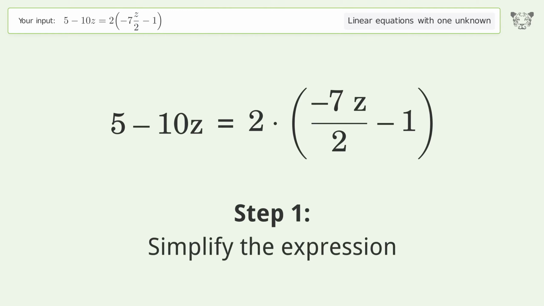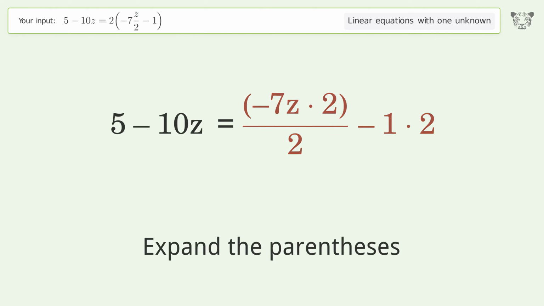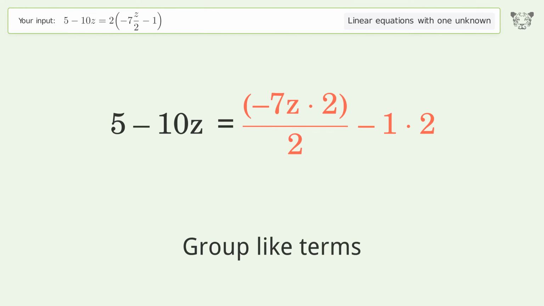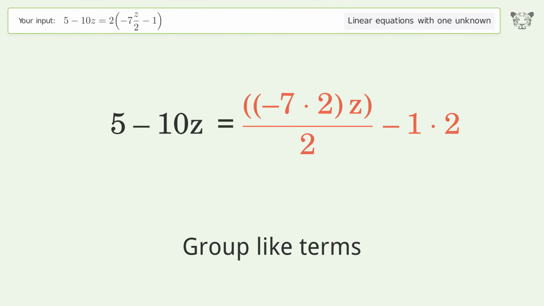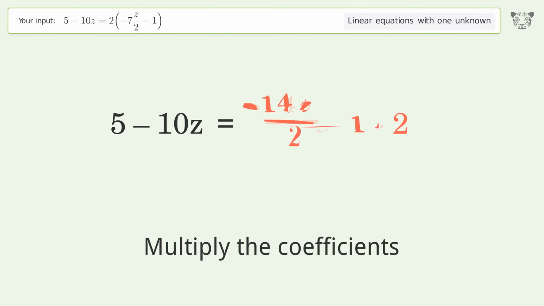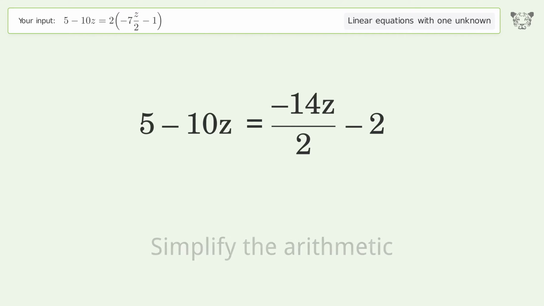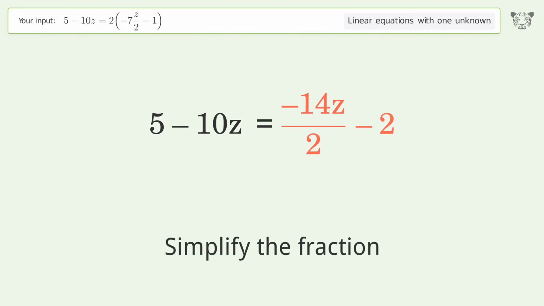Simplify the expression. Expand the parentheses. Group like terms. Multiply the coefficients. Simplify the arithmetic. Simplify the fraction.